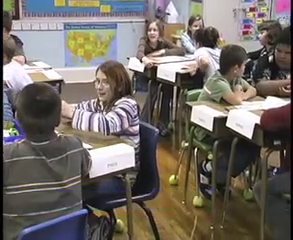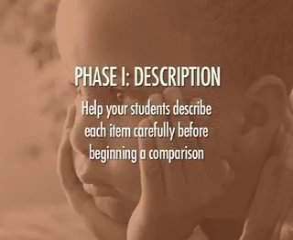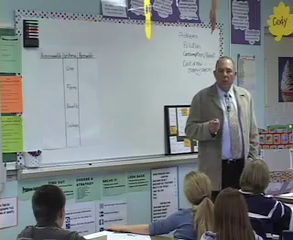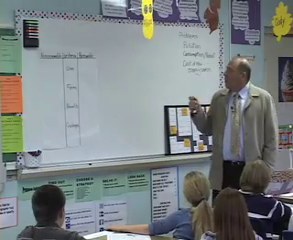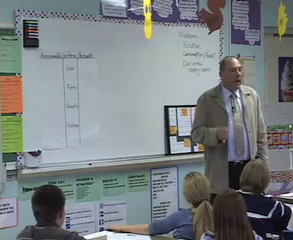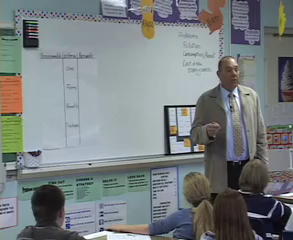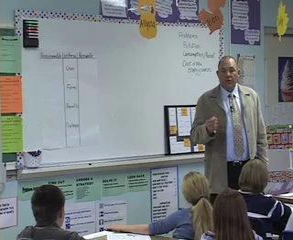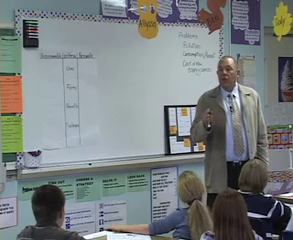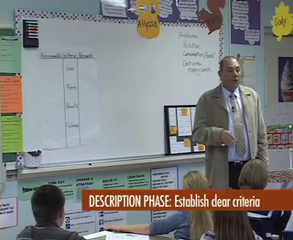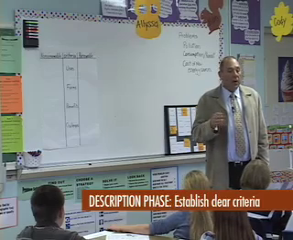The first phase of the compare and contrast strategy is description. The goal in this phase is to help students describe each item carefully before comparing the items. What we're going to read more about is renewable and non-renewable energy, and we're going to use our compare and contrast strategy. In the first phase, we're going to use criteria to describe each of the items that we're looking at.